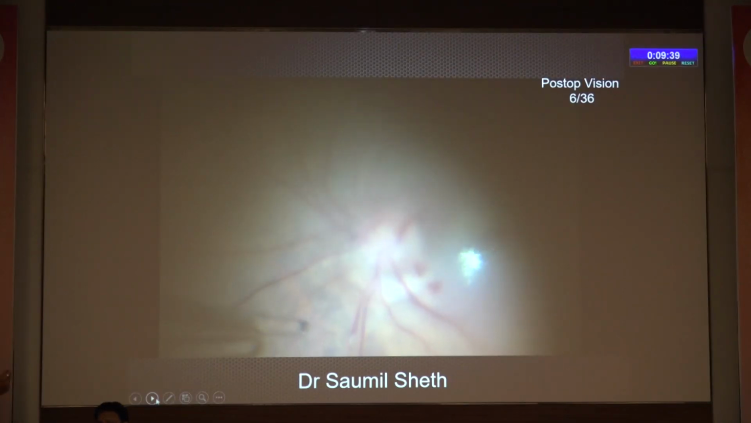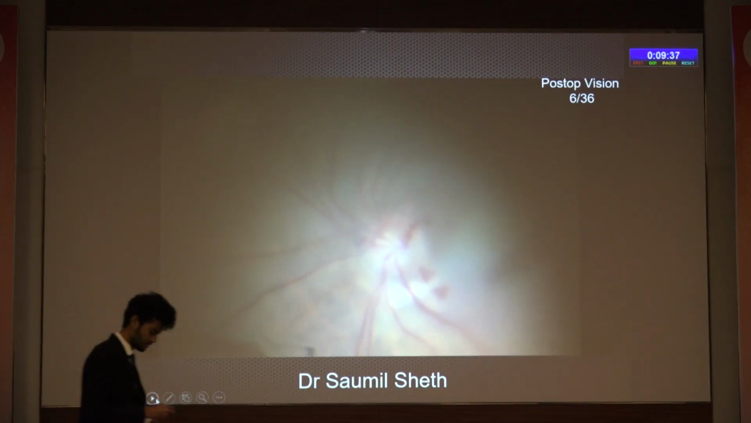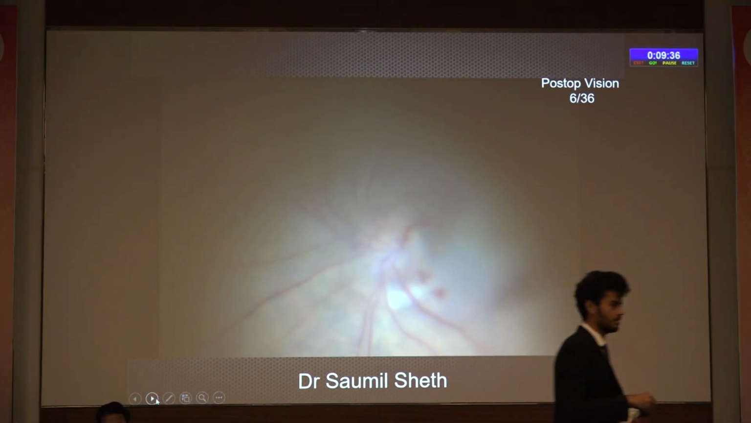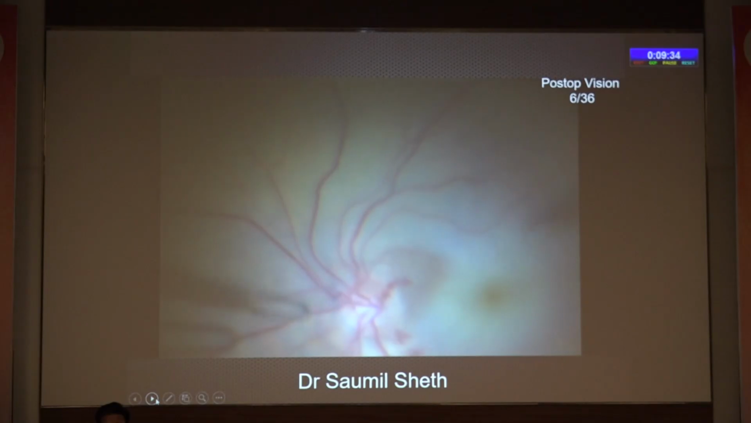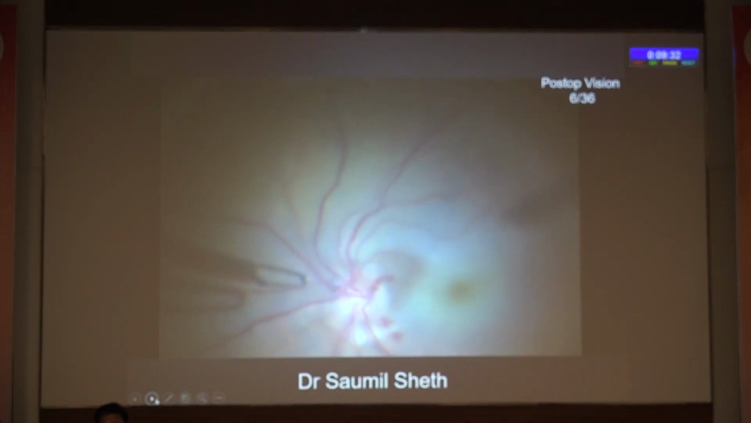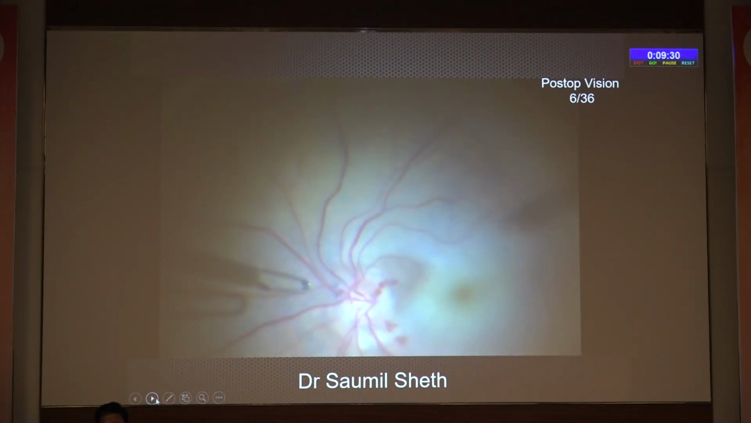Now, this particular case was very well demonstrated by Dr. Somil Seth, and you can see this patient is one-eyed and had perception of light vision, and after vitrectomy he got back 6/36, and you can imagine how valuable that is for a one-eyed person.